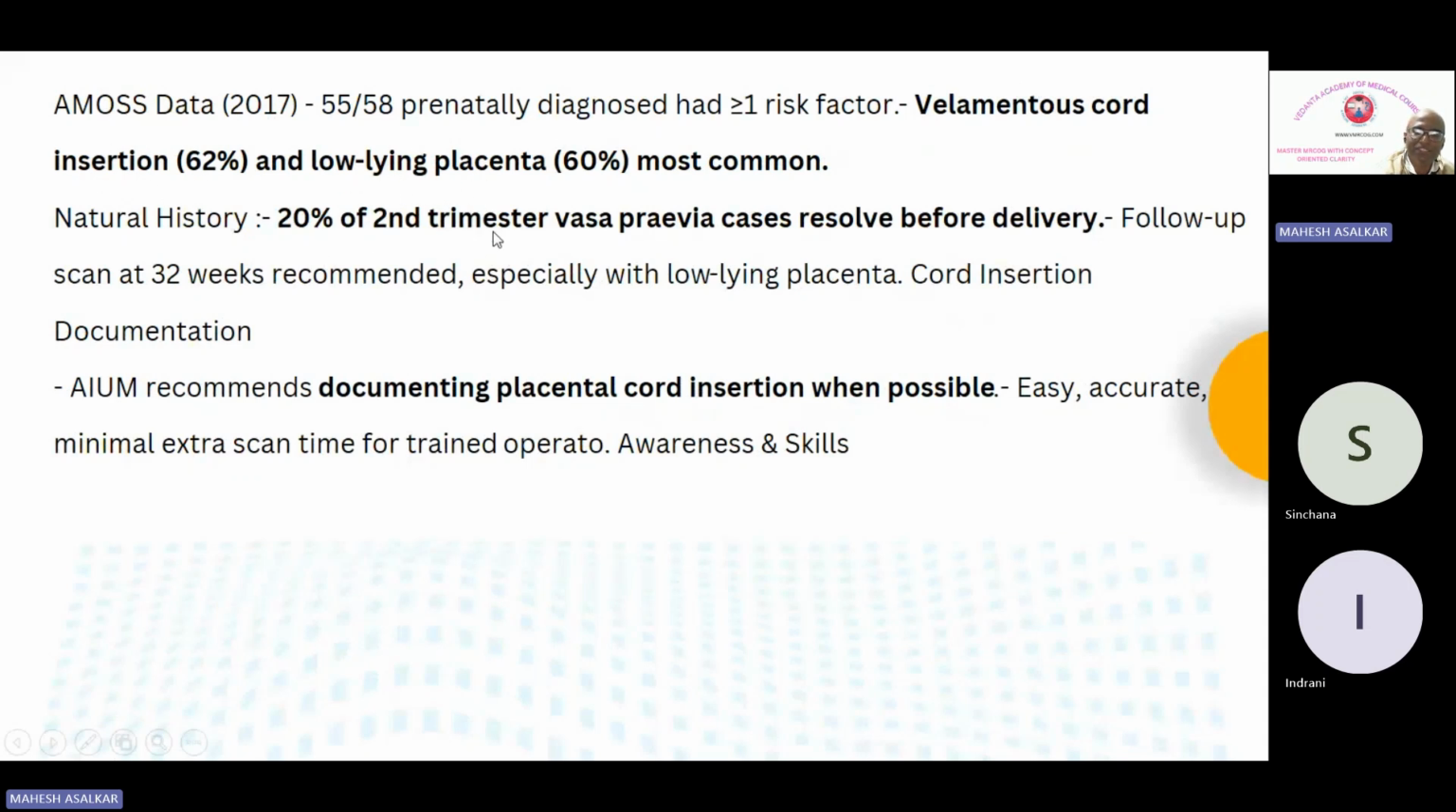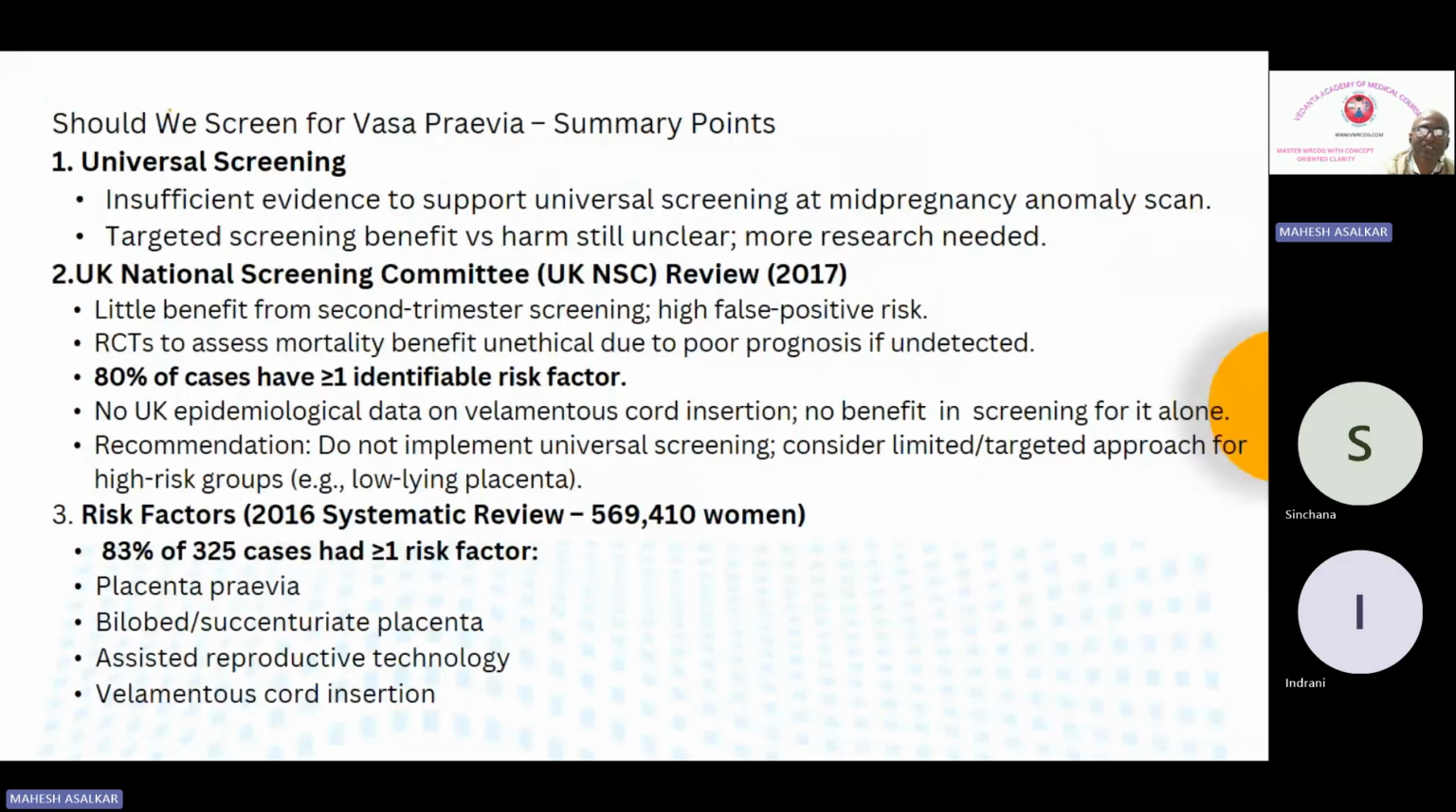Twenty percent of second trimester vasa previa will resolve before delivery. So even if you diagnose it in the second trimester, 20% will resolve before delivery. If you have diagnosed it, then we have to follow up at 32 weeks of gestation, especially when associated with a low-lying placenta, and you have to document the cord insertion. The American Institute of Ultrasound in Medicine mentions that you should document the placental cord insertion wherever possible.